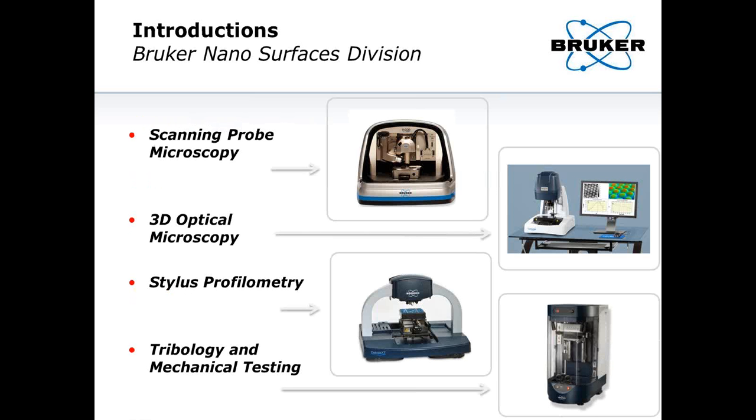Really briefly, let me introduce Bruker Nanosurfaces. We are a business that's part of Bruker Corporation, and we offer various surface metrology and testing equipment. We have specialized equipment for scanning probe or atomic force microscopy, as well as 3D optical microscopy, stylus profilometry, and also tribology and mechanical testing. There's a good synergy across these different techniques and materials testing capabilities for a wide variety of industries and users. We enjoy the partnerships we have with our friends in industry very much, and trying to solve their problems and meet their needs.